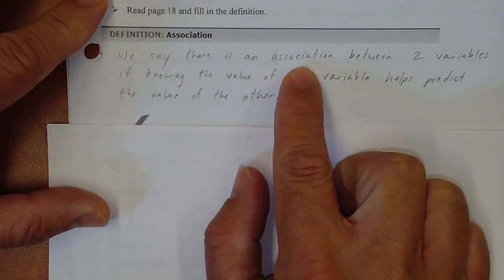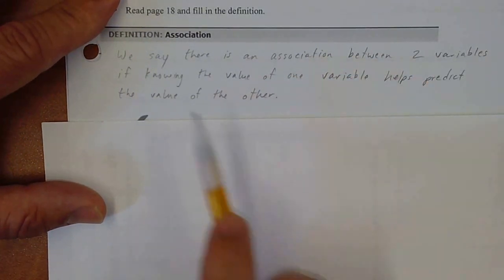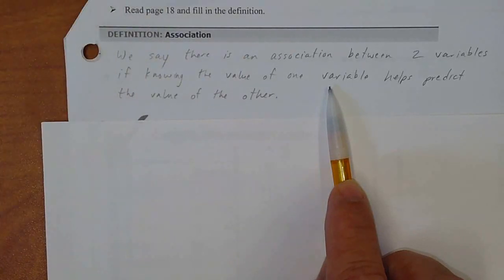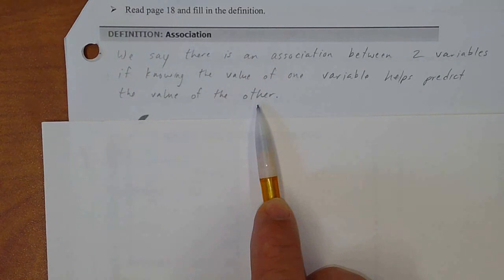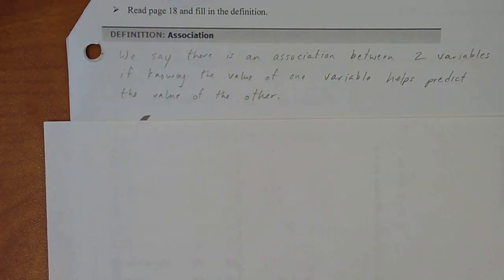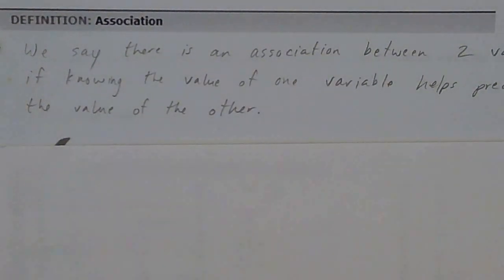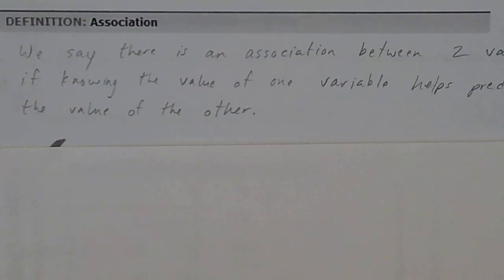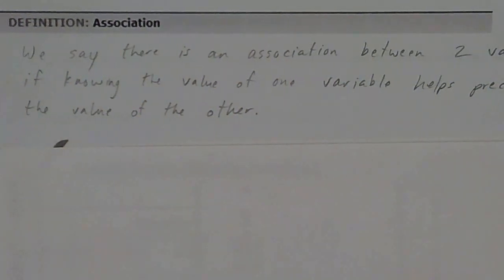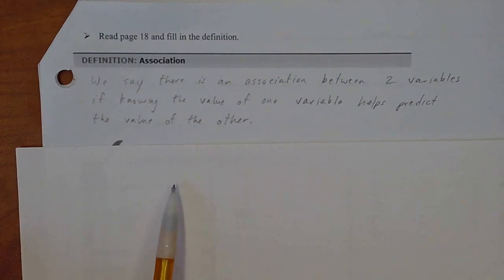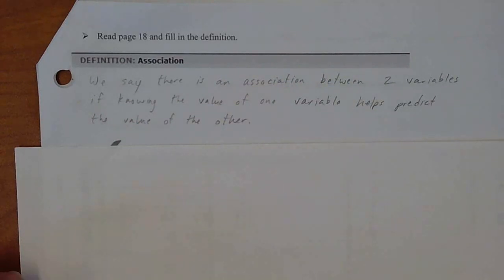We say there is an association between two variables if knowing the value of one variable, gender, helps predict the value of the other, their opinion. So we say there's an association between two variables if knowing the value of one variable helps predict the value of the other.